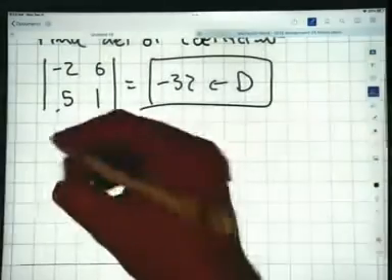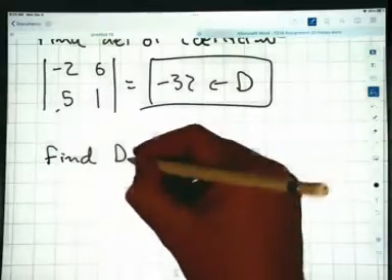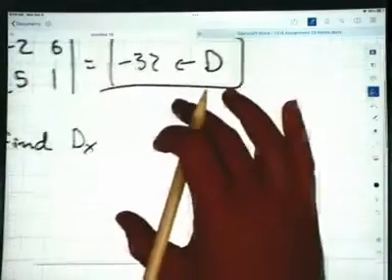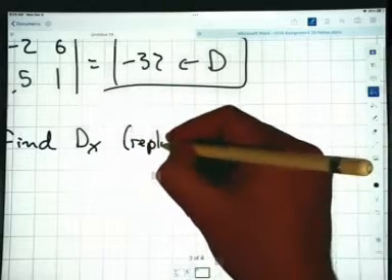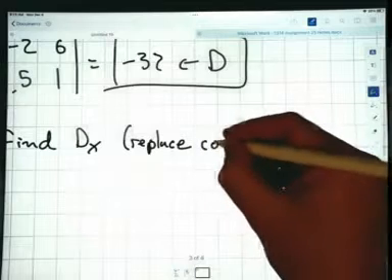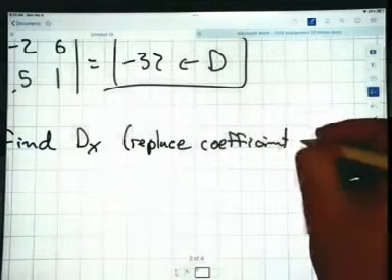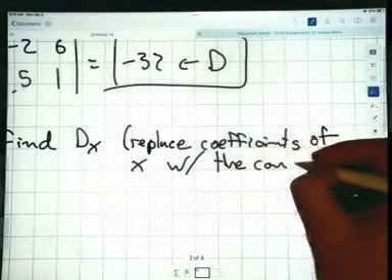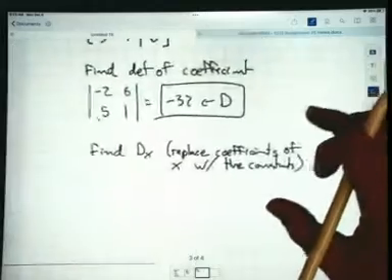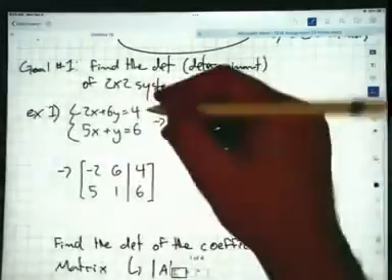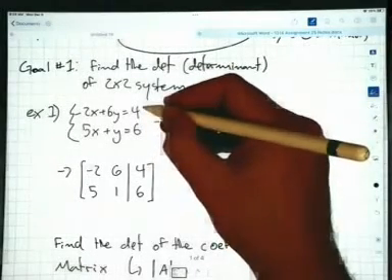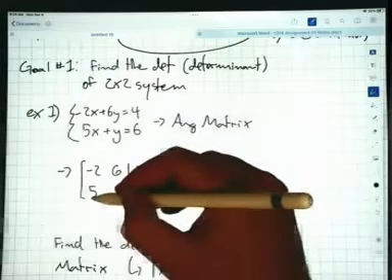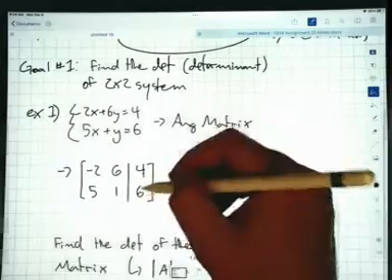The next determinant that we have to find is D sub x. Now, this is how you find D sub x. What we're going to do is replace the coefficients of x with the constants. Let's take a look back at the original system. The constants were the 4 and the 6, what the equations equal. And we're going to replace this column of the coefficients of my x's with the column of my constants.